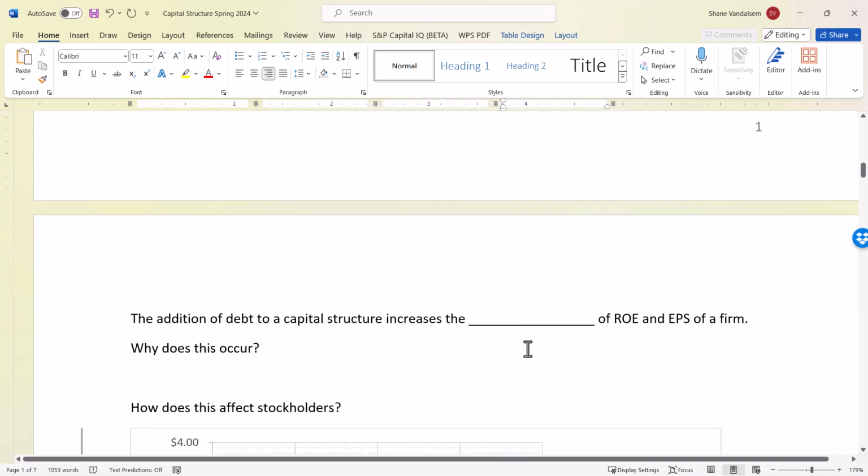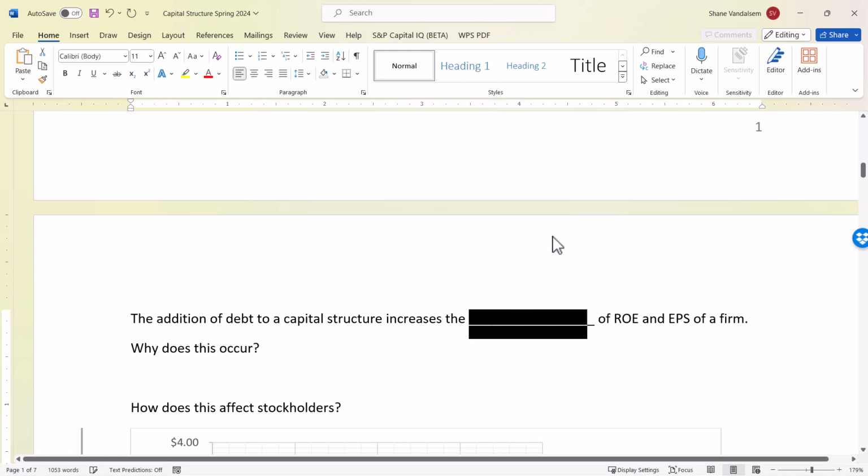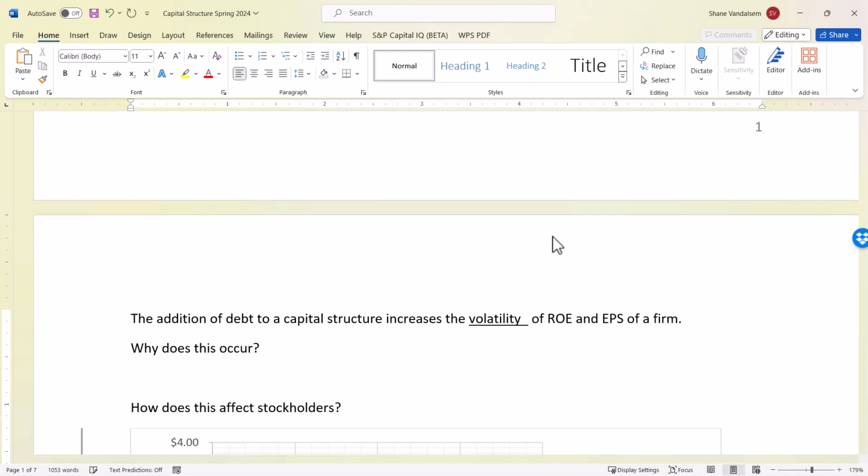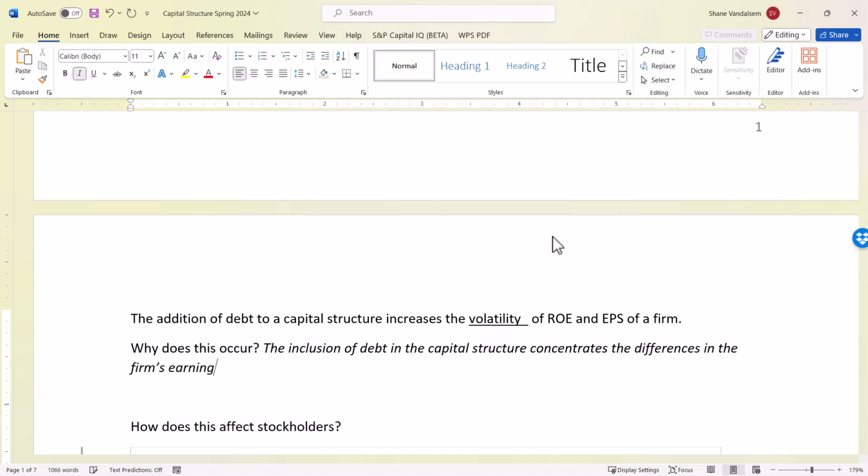In our example here, the addition of debt to a capital structure increases the volatility of return on equity and earnings per share of a firm. Why does this occur? Because it concentrates the change in the EBIT across those different scenarios onto the stockholders. So the inclusion of debt in the capital structure concentrates the differences in the firm's earnings due to changes in the economy on the stockholders of the firm.